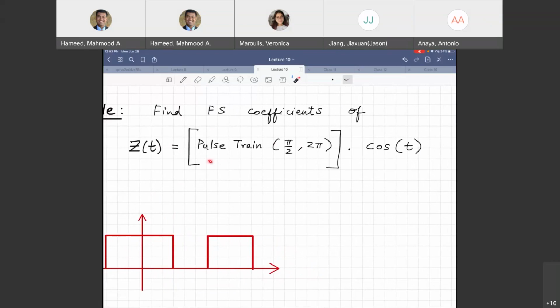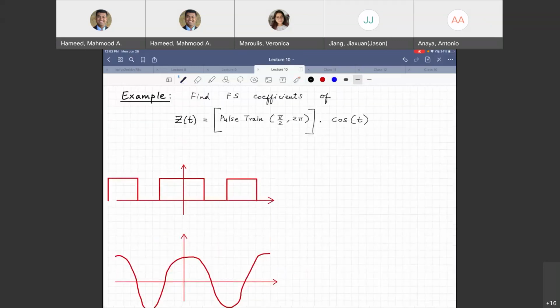The square wave signal is a pulse train with pi over 2 and 2 pi. So that's t1 and that's t. And then you have your cosine t, right? So let's try to identify where we are stopping here. So this is t, this is t, this is my pulse train.